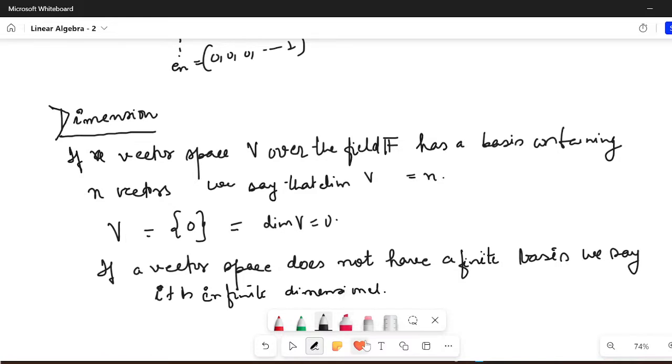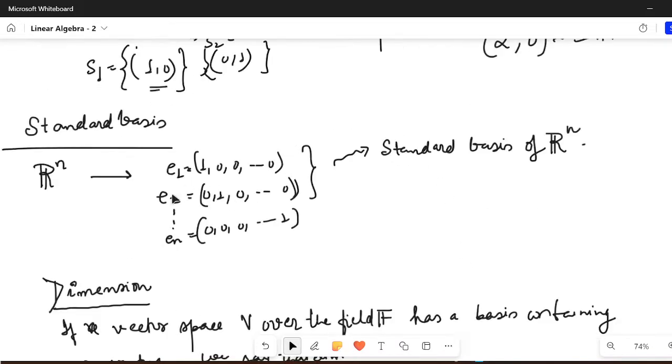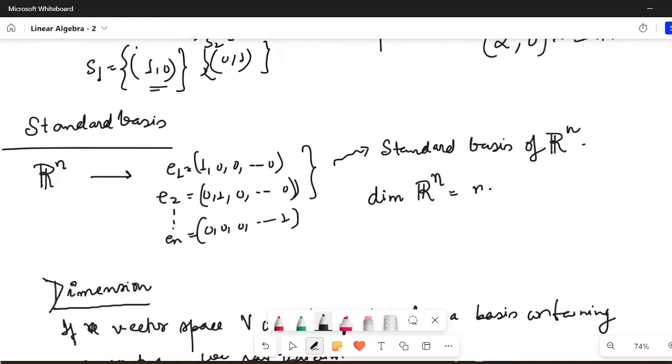So for example, when I was talking about Rn, what is the dimension of Rn? These E1, E2, E3, ..., En are all linearly independent of each other, and you can span the entire Rn using them. So clearly these are the standard basis. How many elements are there in the standard basis? N. So what is the dimension of Rn? The dimension of Rn would be n. I hope it is clear.